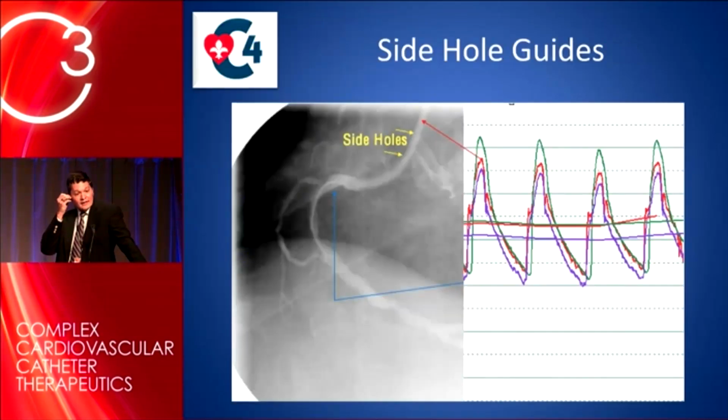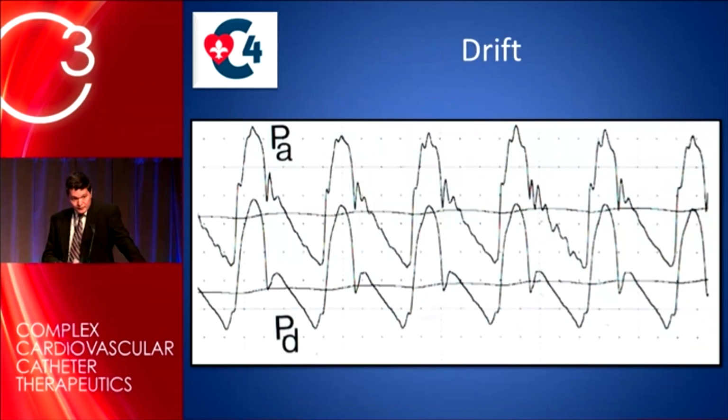Unfortunately, side hole guide catheters don't get around this in any way, shape, or form. And in fact, they introduce even more error. And so here we have 3 different pressures. We have a pressure from a guide wire, which is in blue. We have a pressure from the guide catheter, which is in red. And we have the real arterial pressure, which is in green, which is from a side catheter. And therefore, you see that the green pressure and the red pressure are far from one another, and therefore side hole guiding catheters are not recommended for the performance of fractional flow reserve.